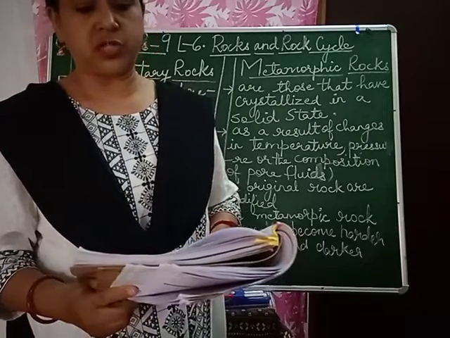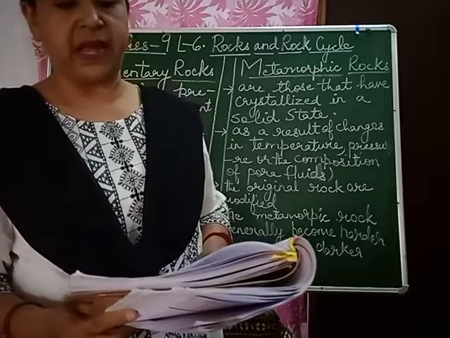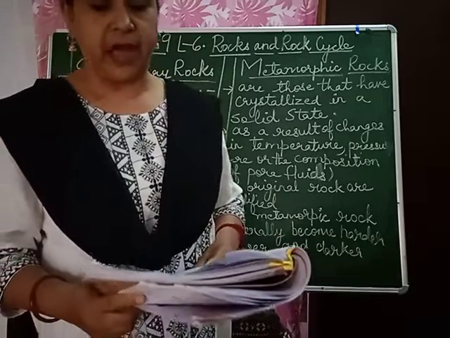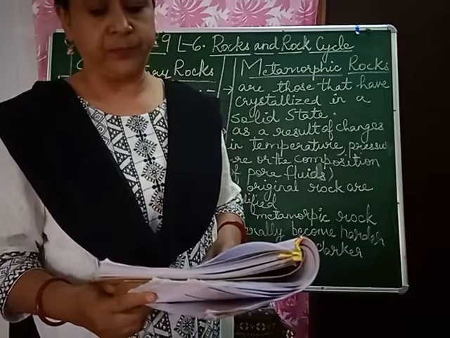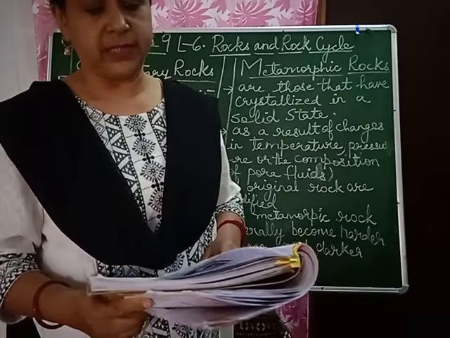Rock salt. Rock salt is formed by evaporation of saline lakes such as the Dead Sea, Aral Sea, Caspian Sea, Sambhar Lake, etc. So rock salt is found in these areas.